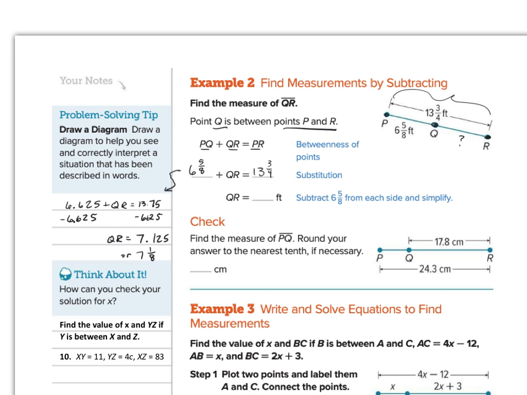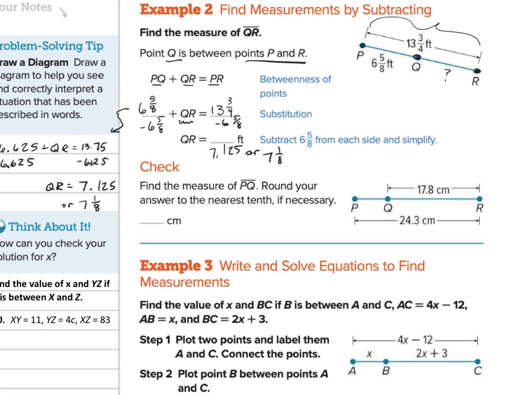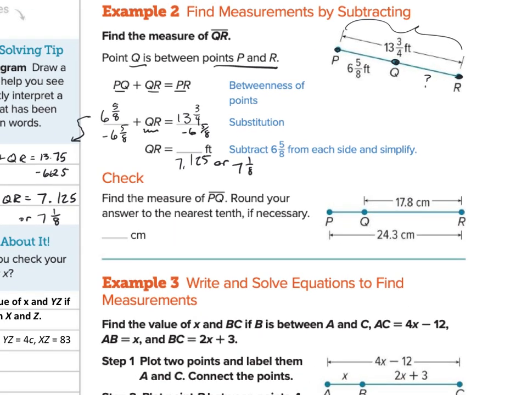They just subtracted 6 5/8 from both sides because they were trying to isolate their unknown value, and then that's what we get. So here is my 7.125 or 7 1/8. Now, going on to this next check, take a second, do it on your own. I'm about to fill it out, but that's what we're doing here, we're just using our definition and solving.